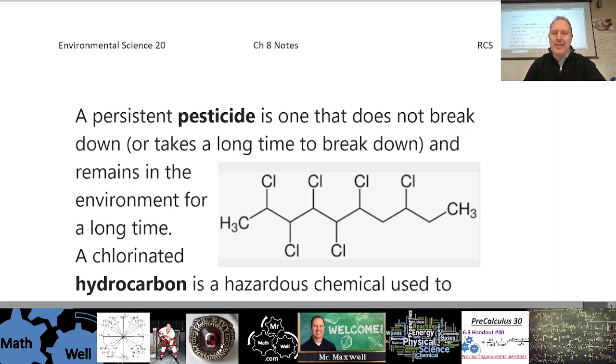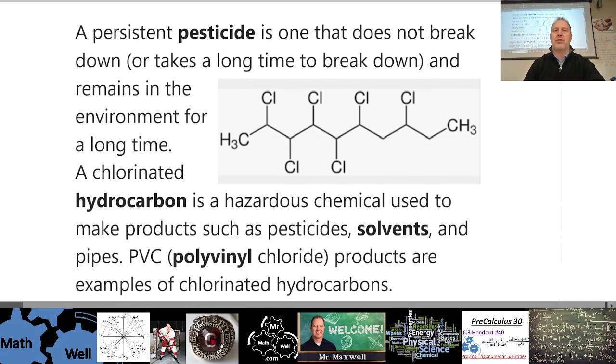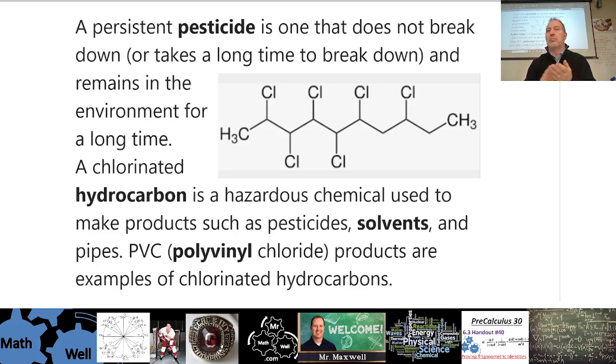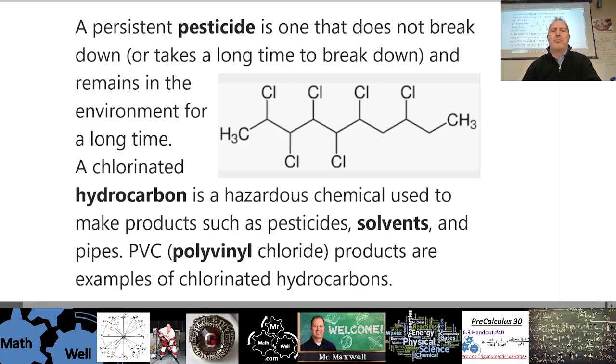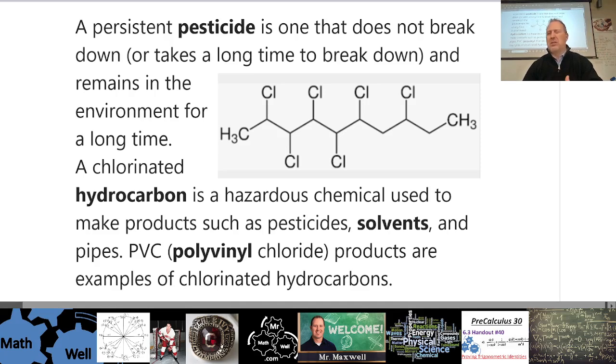A chlorinated hydrocarbon is a hazardous chemical used to make products such as pesticides, solvents. Solvents would be materials that are organic in nature, usually that are used to dissolve other things or to break down, like cleaning paint off of something or whatever, something that dissolves something. And pipes, so plastic pipes like PVC pipe. You heard of that before, right? Very, very common in drains and plumbing and stuff. The plastic itself is not that bad, but the chemical, once it's heated or burned or, you know, that kind of thing, it can get nasty. PVC is polyvinyl chloride. That's what it's called.